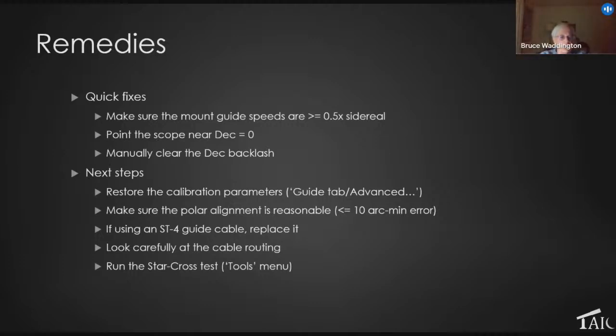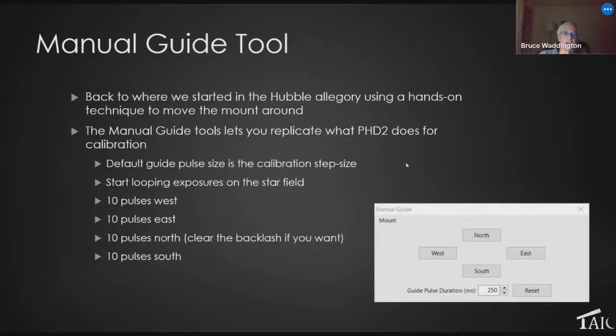And you also have a couple of test tools that are available to you. And the easiest one, and ironically, this kind of takes us back to where we started this whole presentation with this kind of silly allegory with Dr. Hubble, and that is, there's the manual guide tool in PHD2, and you can go and manually do exactly what I said you might have done with the hand controller of that 48-inch Schmidt telescope. So you would start by saying the guide pulse size is automatically the calibration size. So when this is configured for you.